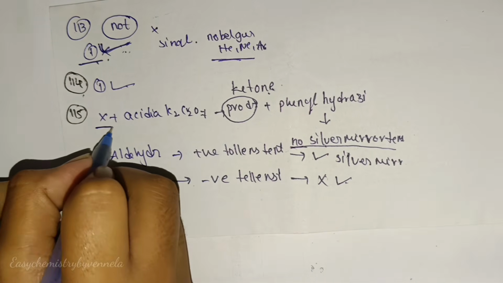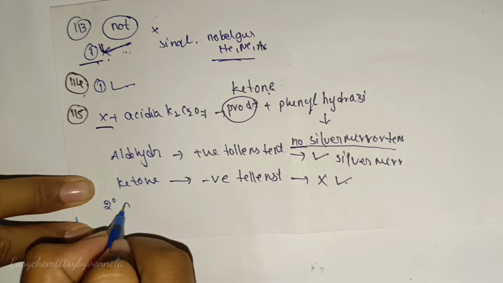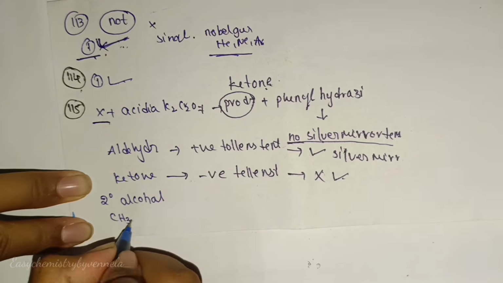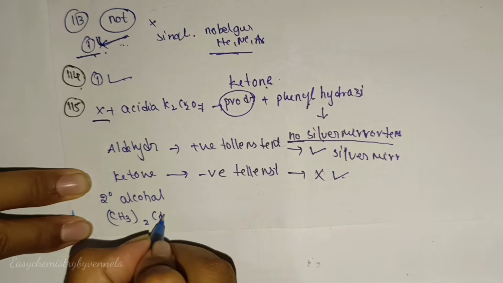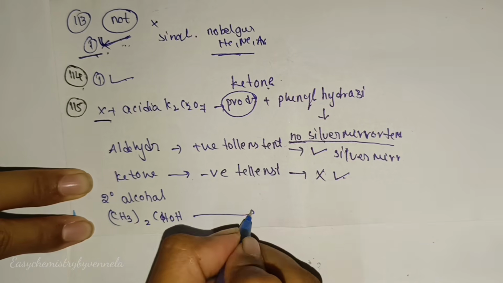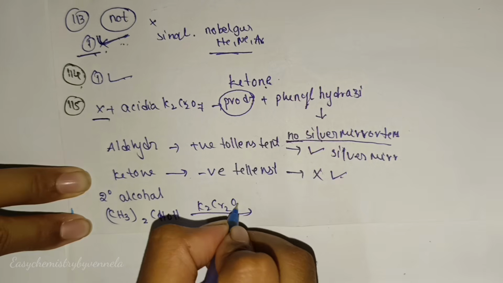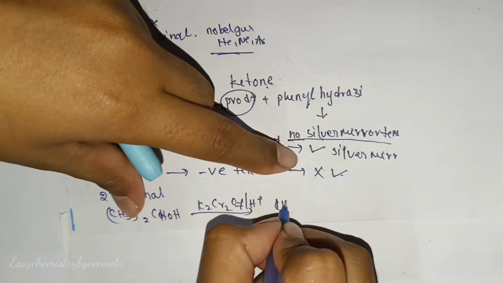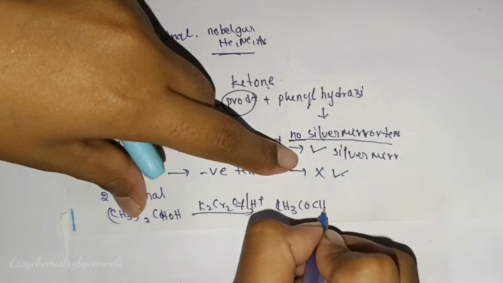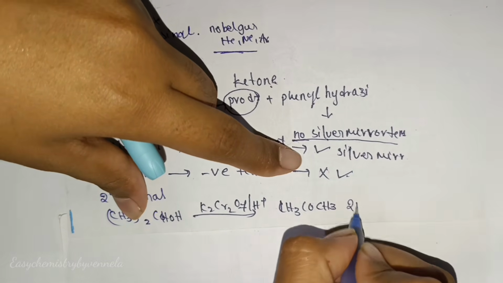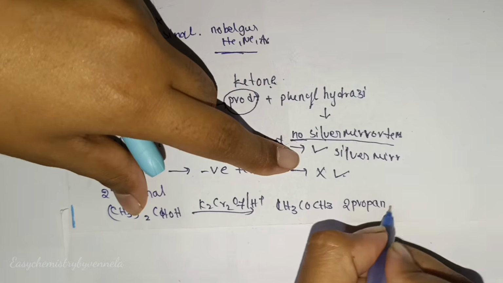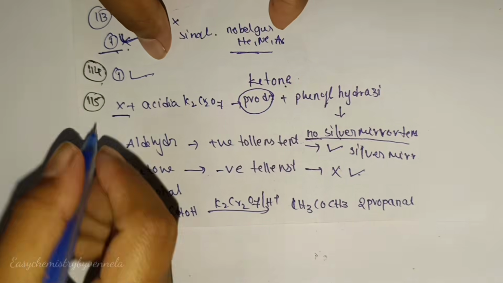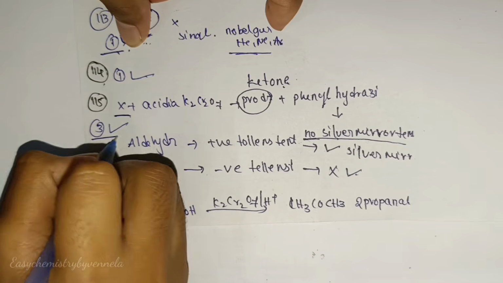Then what is the X here? Secondary alcohol. That reacts with K2Cr2O7/H+ and forms ketone, CH3COCH3, from 2-propanol. So what is the correct option? Third one is the correct one.